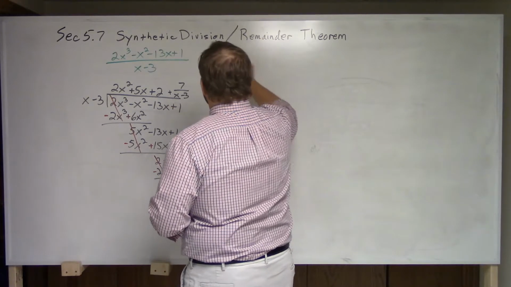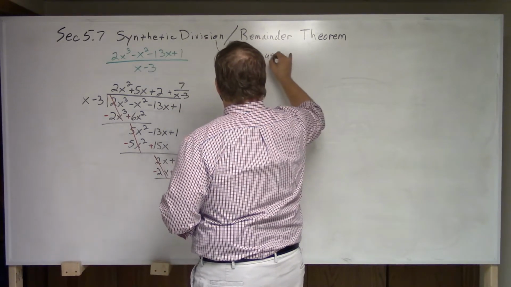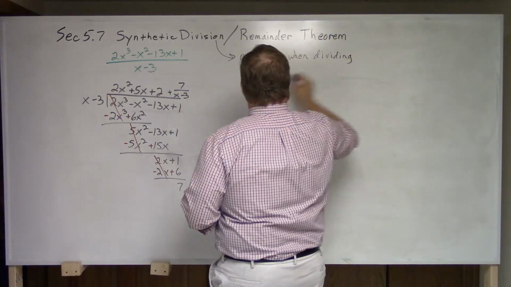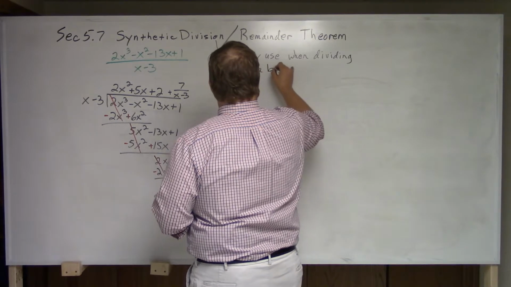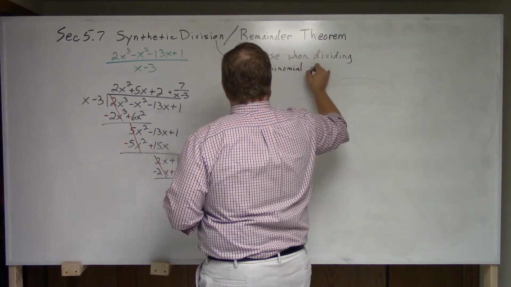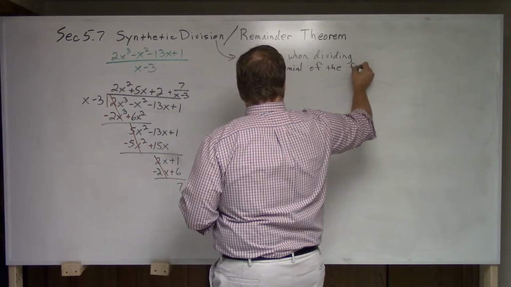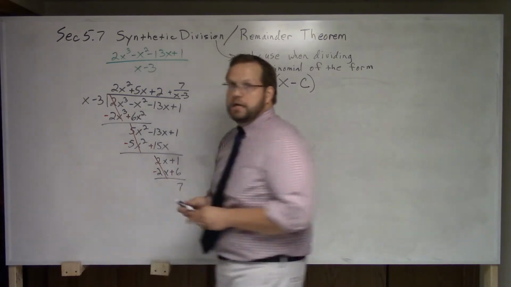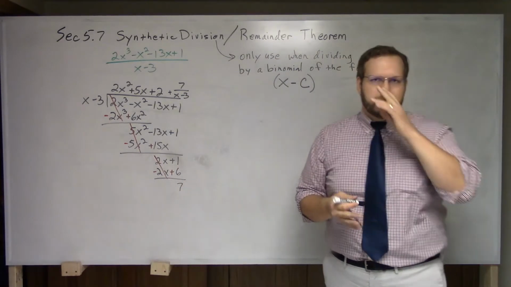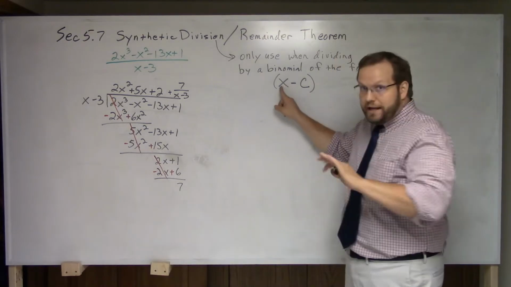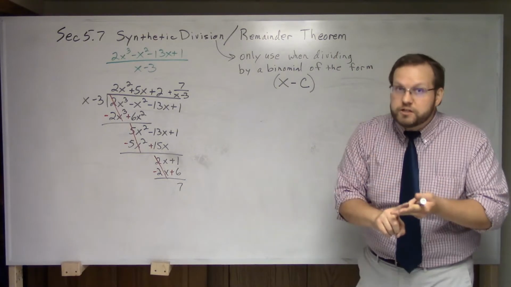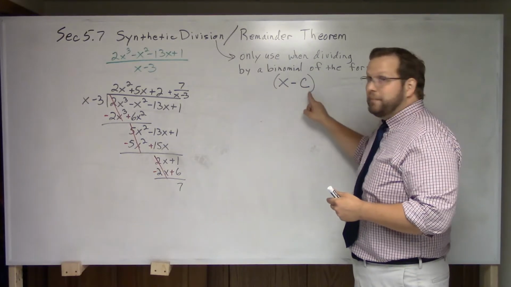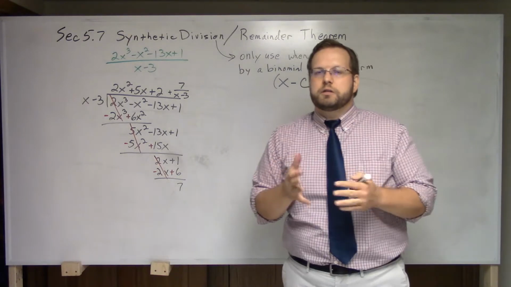Synthetic division, I want you to only use when dividing by a binomial of the form x minus c. Now, what do I mean by x minus c? What does that really entail? You have a regular old x, no exponent on it, no coefficient besides the 1, and then you have a constant. Now, this x minus c, it could be a plus sign, but then we would adjust the signage later on.